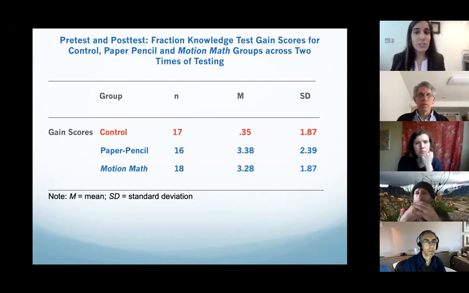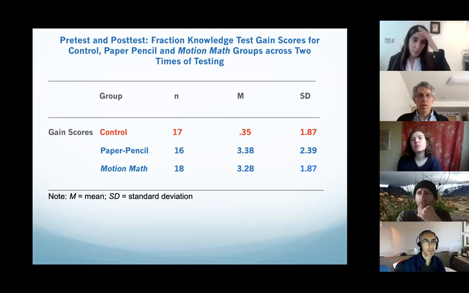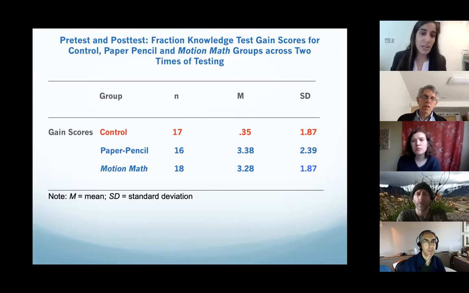So this also is another one that shows the mean gain scores and how much they gained from pre-test to post-test. And as you can see, this is a similar thing because it's showing that the paper, pencil, and motion math both gained more or less the same, but the control did not gain much at all, which it shouldn't have, but this is showing similar results.